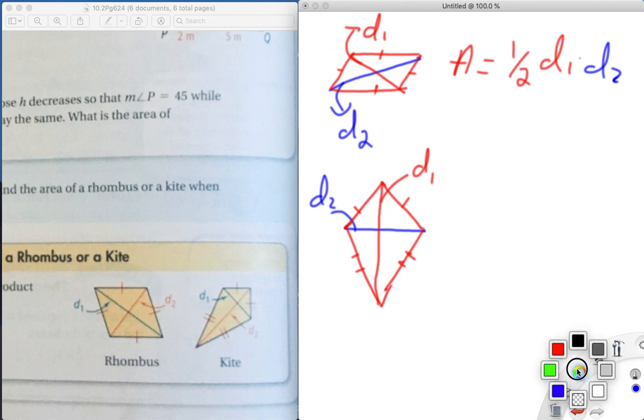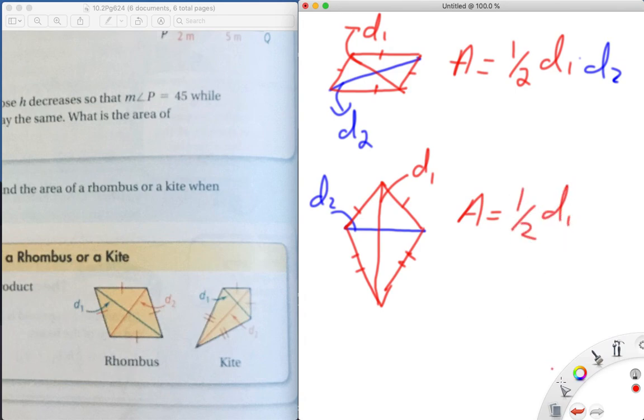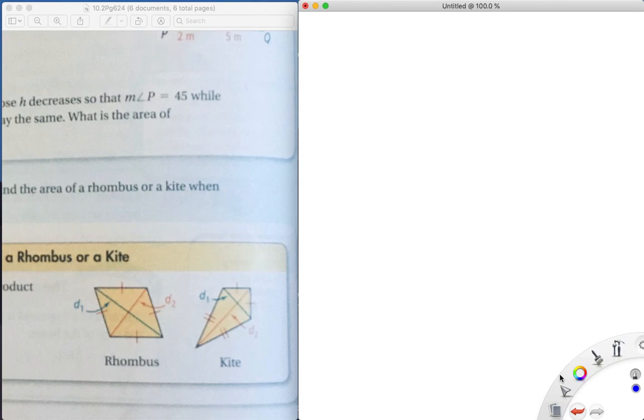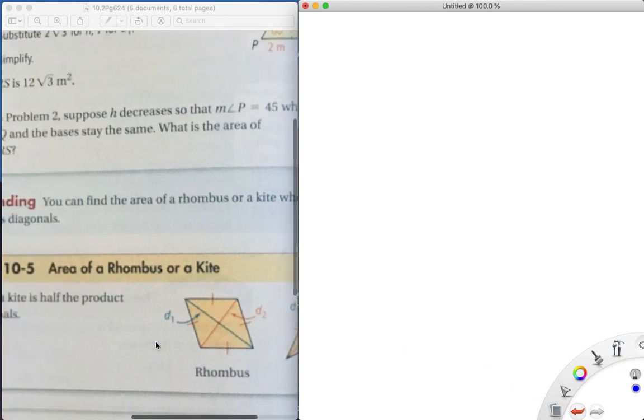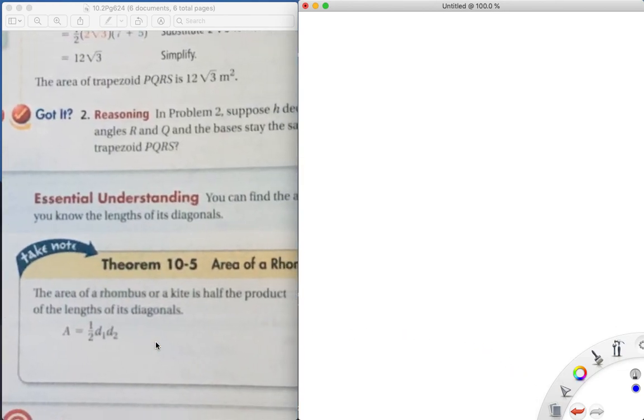And we say that our area is 1/2 diagonal 1 times diagonal 2. Identical equations. And they apply to both rhombuses and kites. They call this theorem number 10.5. Area of the rhombus and a kite is half the product of the lengths of its diagonals.